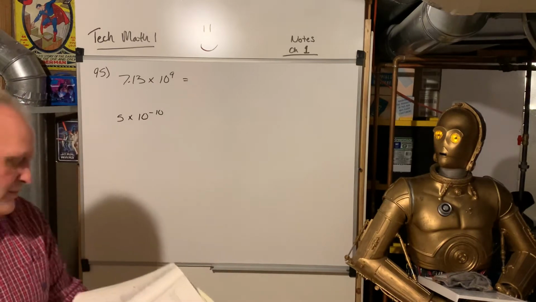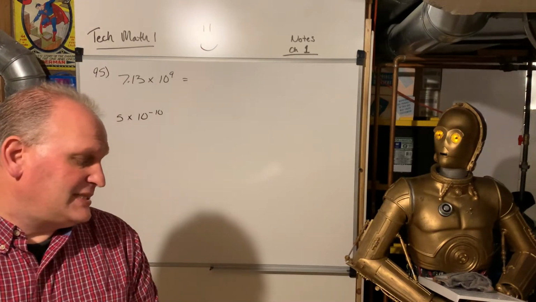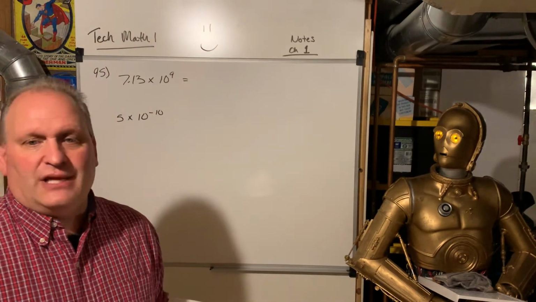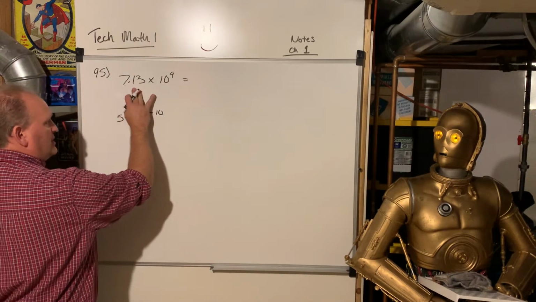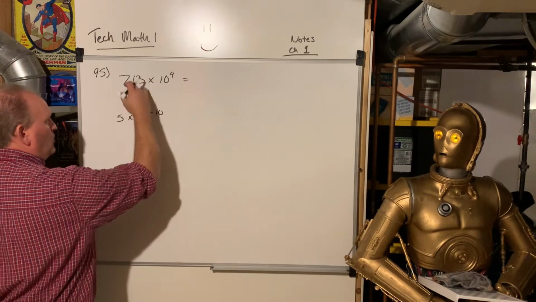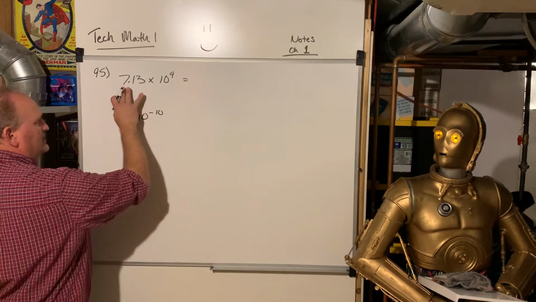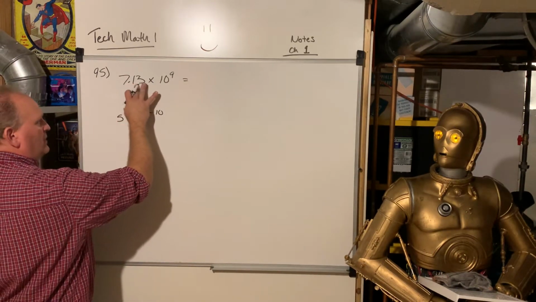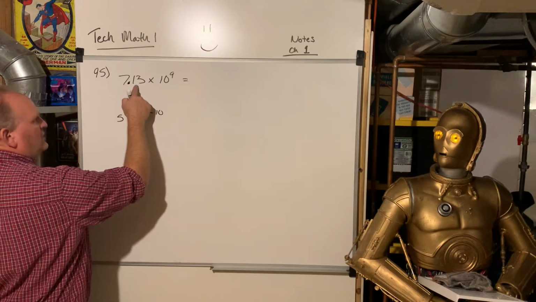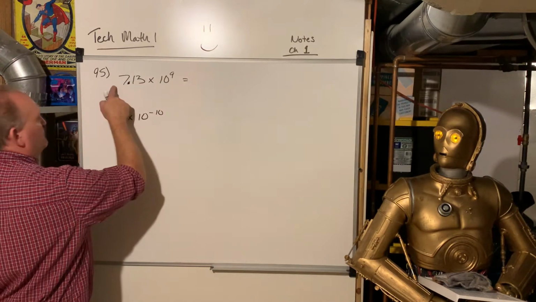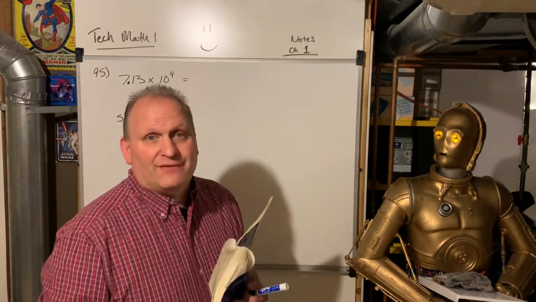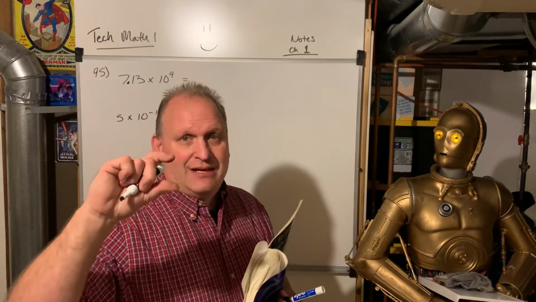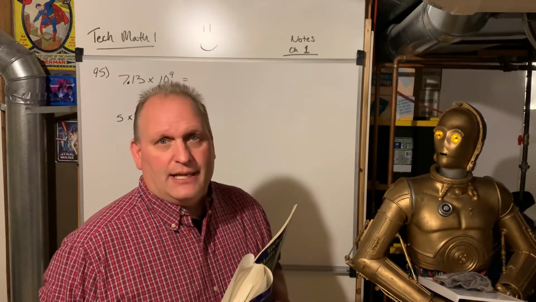So look, 7.13 times 10 to the ninth. To be in scientific notation, the starting number, the lead number, is always between 1 and 10. So it's got to be a number and then .13. So look, it couldn't be 71.3 times something. It couldn't be 0.713 times something. Then it's not in scientific notation. In scientific notation, the lead number is always between 1 and 10.